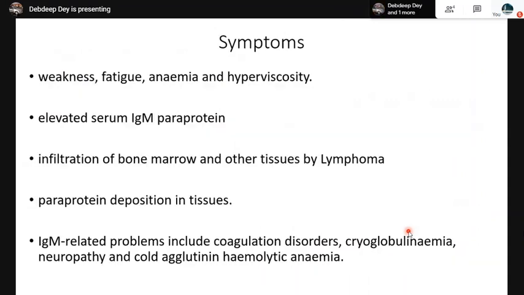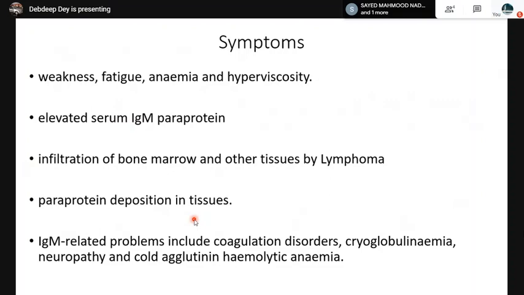So what are the symptoms? They present with weakness, fatigue, anemia, and hyperviscosity with an elevated serum IgM protein, infiltration of bone marrow and other tissues by lymphoma, and paraprotein deposition in tissues.